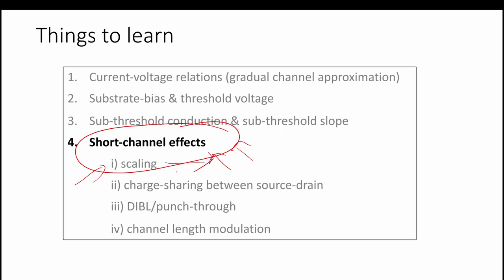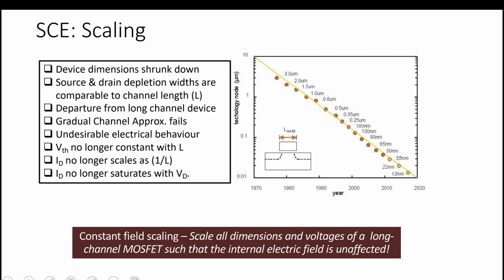Scaling is the process of scaling the length of the transistor, width of the transistor, doping, all these things, so that our device can work perfectly without degrading the performance. This is the size of the transistor or the gate, or we can say the channel length. The channel length is going down and down.